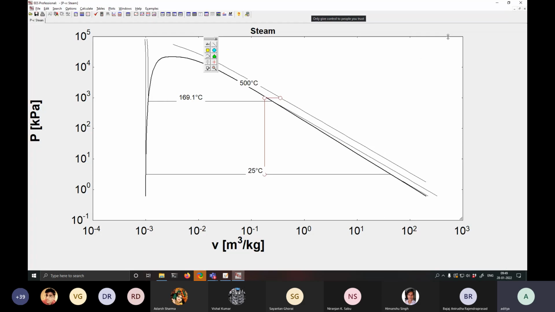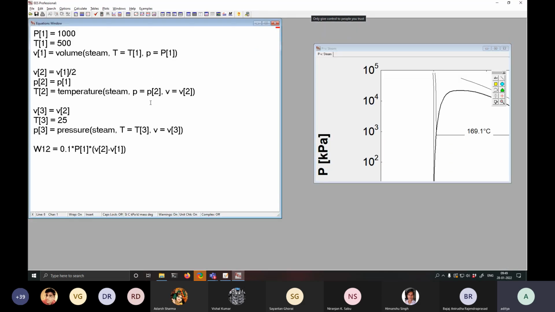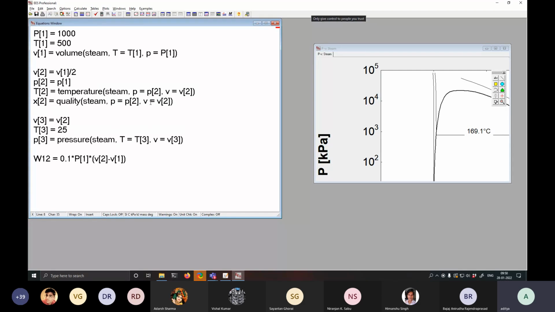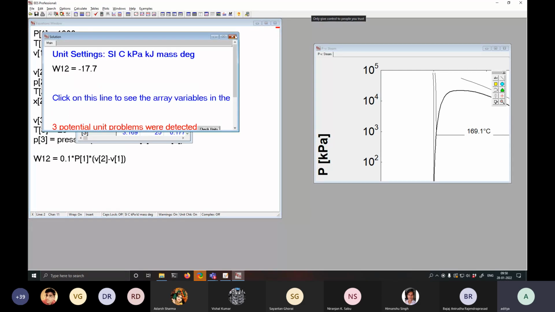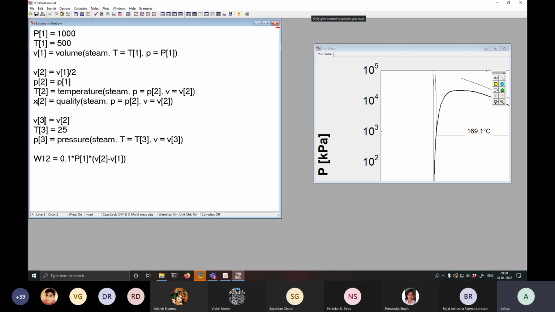So in that case, we should also verify that. So we should fetch what x2 is. So x2 will be the quality of this same state. So let's see what it yields, and it gives us 0.91. So we're in the green. Okay, so this is what you should do. You should find out the quality, and then accordingly you can prepare the plot.